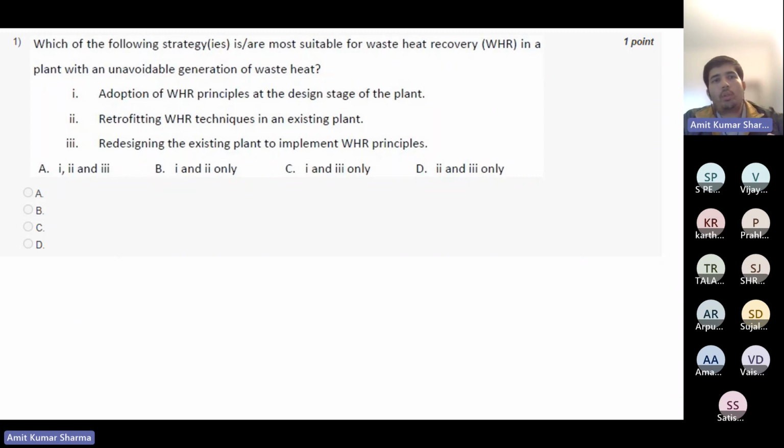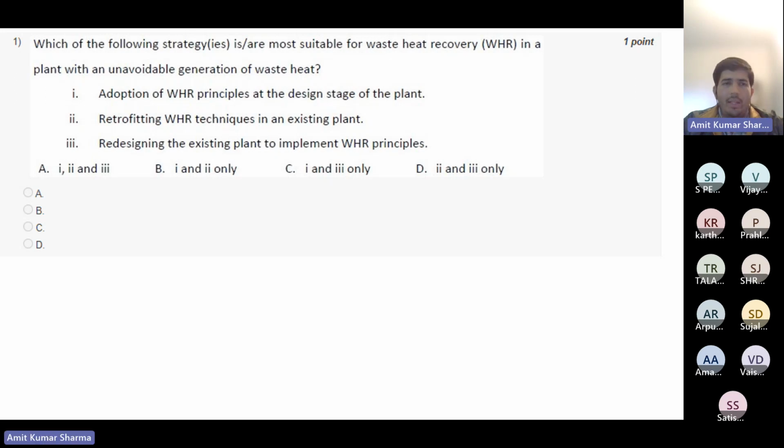Because adoption of WHR principle at the design stage of the plant will be very easy. When we are designing the plant, all systems are new, all designs are in draft stage, so we can discuss it, we can change it, and we can have an optimized design. So the design stage is the best option. Second, retrofitting WHR technique in an existing plant.